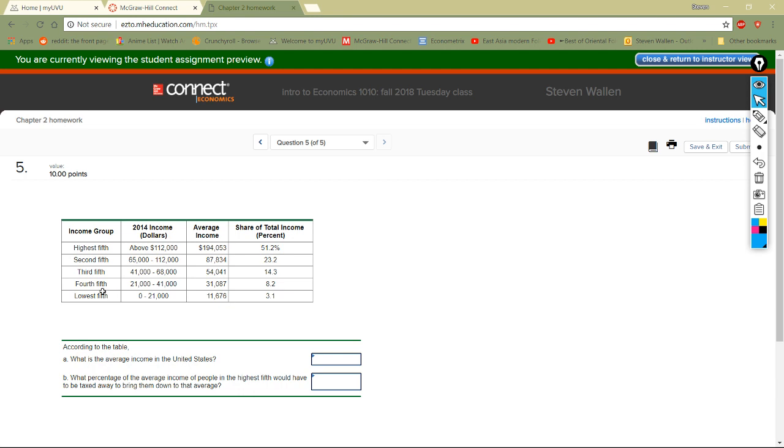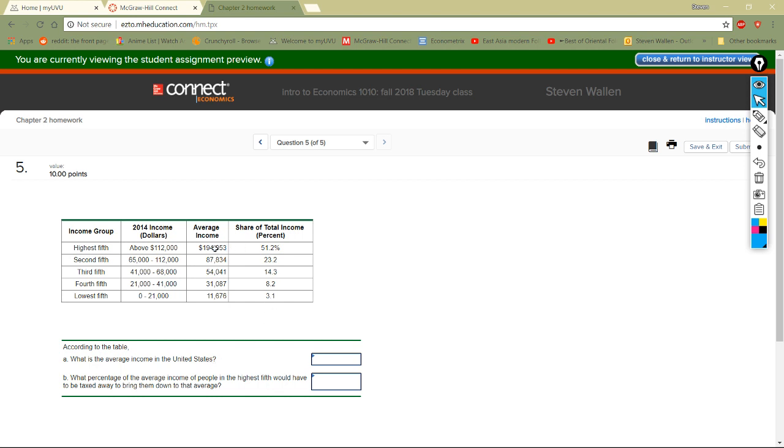This one, 20% of the people in the U.S. are surviving at only 3% of the income gains. Okay, so this one is definitely the poverty level. It's below 21,000. You're making less than 11,000 a year. Okay, so what are they asking us? What is the average income in the United States?